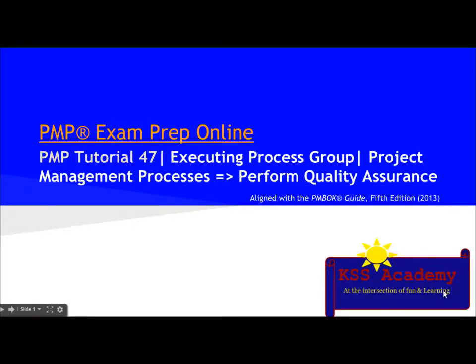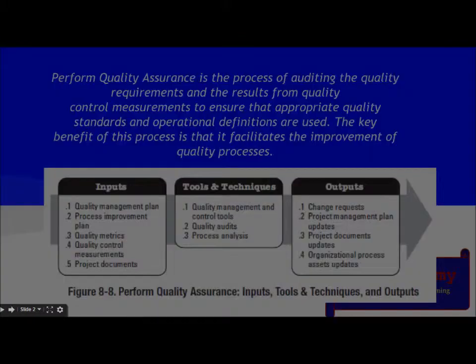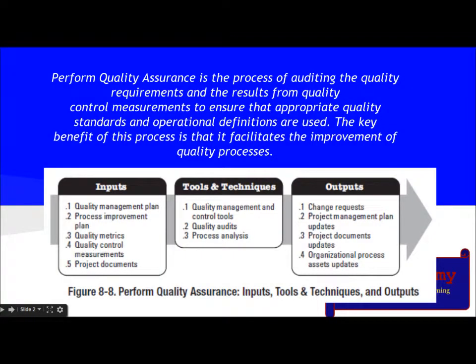Hello people, today we are going to learn about the Perform Quality Assurance process under the Executing process group. So let's see. Perform Quality Assurance is the process of auditing the quality requirements and the results from quality control measurements to ensure that the appropriate quality standards and operational definitions are used. The key benefit of this process is that it facilitates the improvement of quality processes.